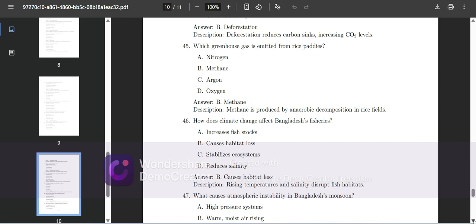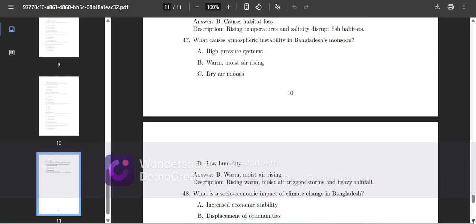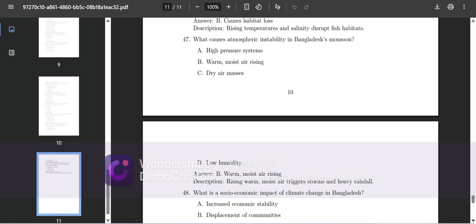How does climate change affect Bangladesh fisheries? Causes habitat loss. Rising temperatures and salinity disrupt fish habitats. What causes atmospheric instability in the Bangladesh monsoon? Warm, moist air rising. Rising warm, moist air triggers storms and heavy rainfall.